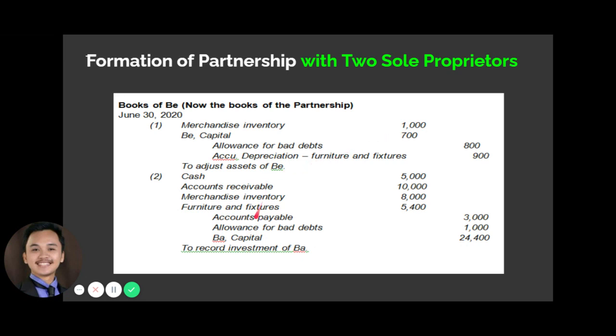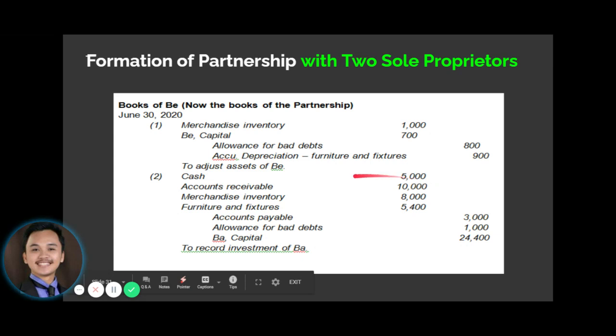Now, let's move with the recording of investment ni Ba. Kaganina, investment ni Ba. Kani dili na nato i-close ang books ni Be kay mo-continue naman man ang new books of the partnership. Ang buhaton na lang nato sa books ni Be, ato na lang siyang i-adjust. Dili na nato siya i-close. Ang next nga journal entry nato is to record the investment of Ba. So kani siya gikan ni didto sa mga items nga imong gi-close didto sa books ni Ba. So katong imong mga gipang debit didto sa closing entries sa books ni Ba, imong ipang credit diri. Ang tanang debit didto imong ipang credit diri. Okay?